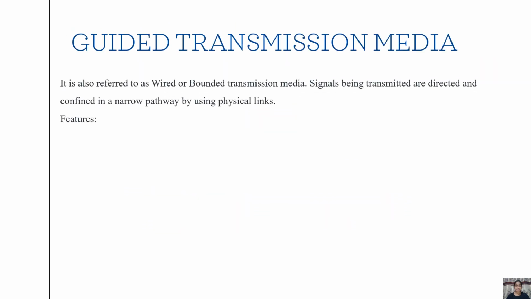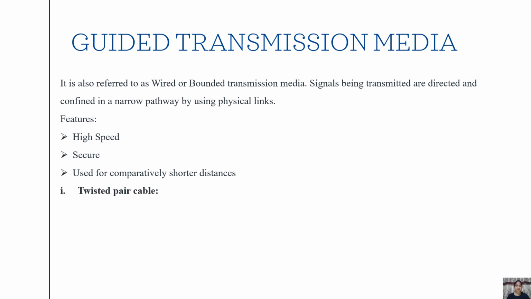Guided transmission media. It is also referred to as wired or bounded transmission media. Signals being transmitted are directed and confined in a narrow pathway by using physical links. Features: high speed, secure, used for comparatively shorter distances. Now let us learn one by one the types of guided media.